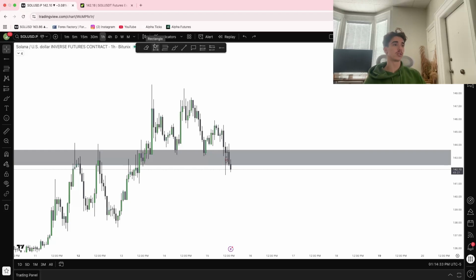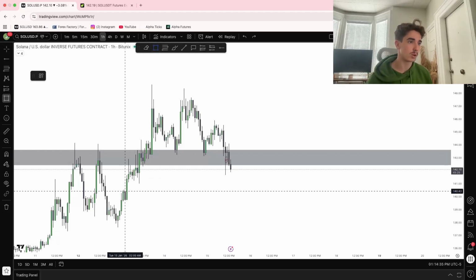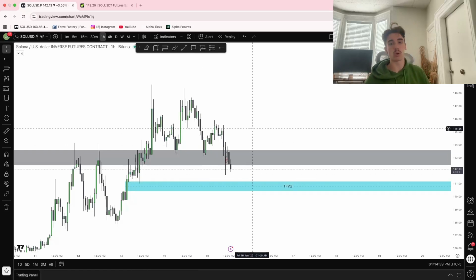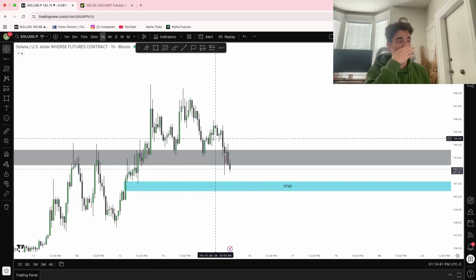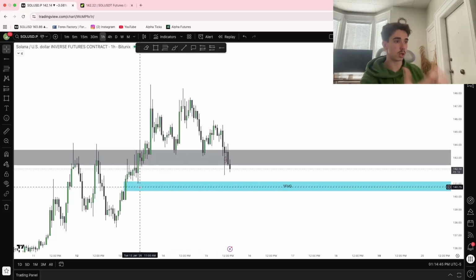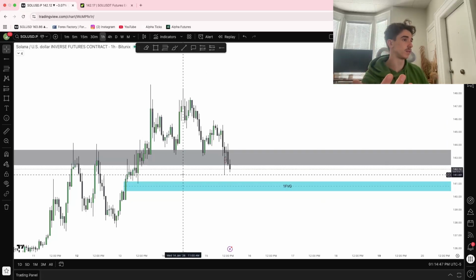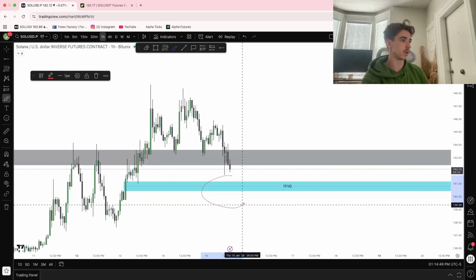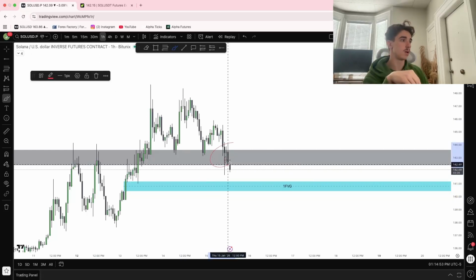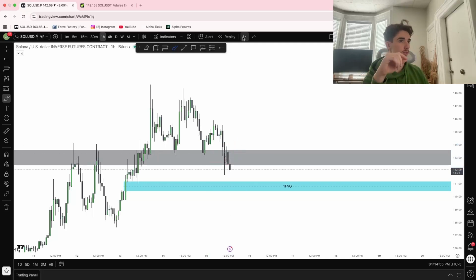So what else are we going to do? We're going to go ahead and mark out any hourly fair value gaps that we think are important to help us with our trade, right? And in this example today, we wanted to be taking longs. So, we don't really have any bullish fair value gaps other than this one down here, and that's not really local to where price was currently at when I entered that trade around 11:05.